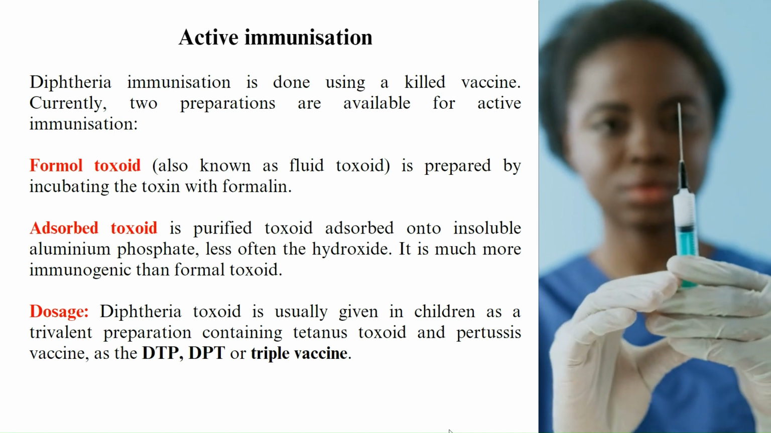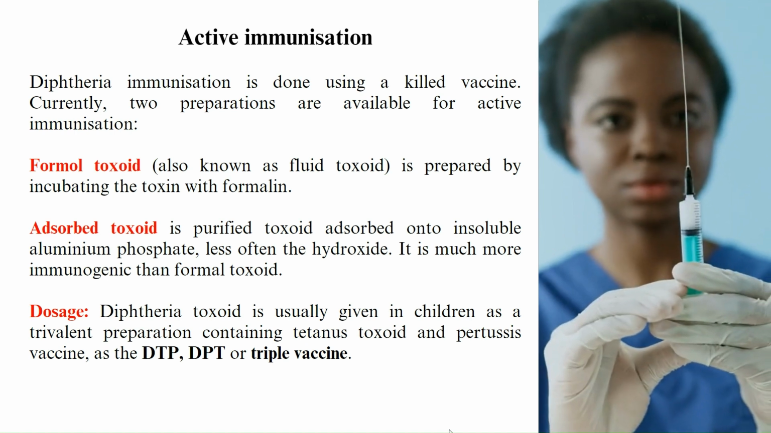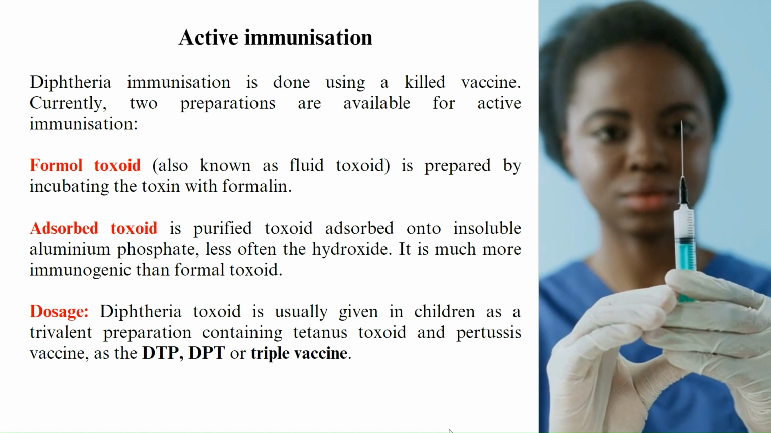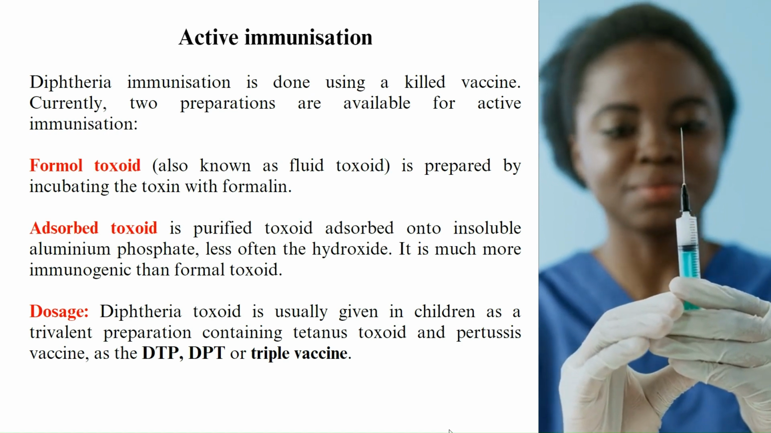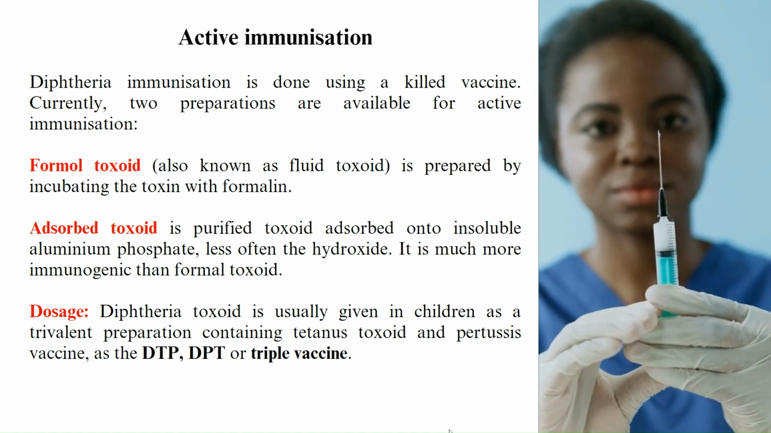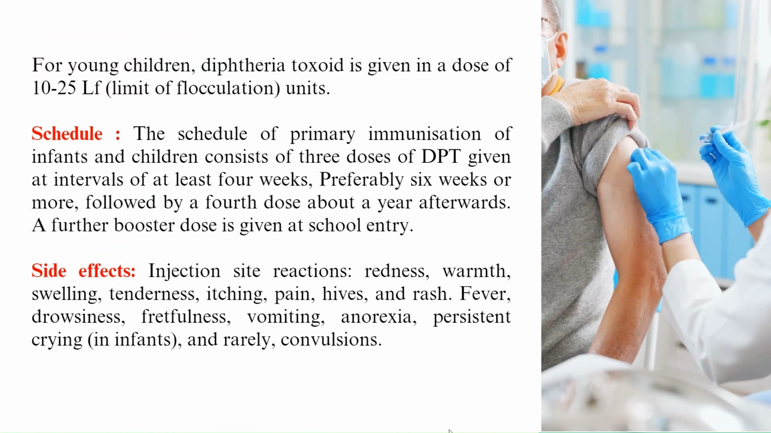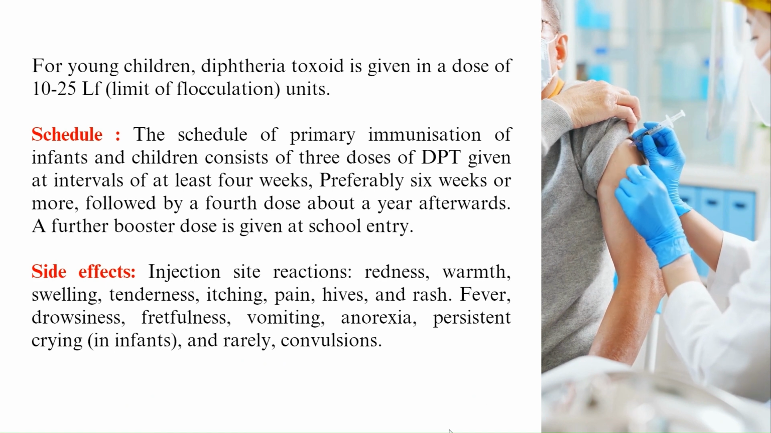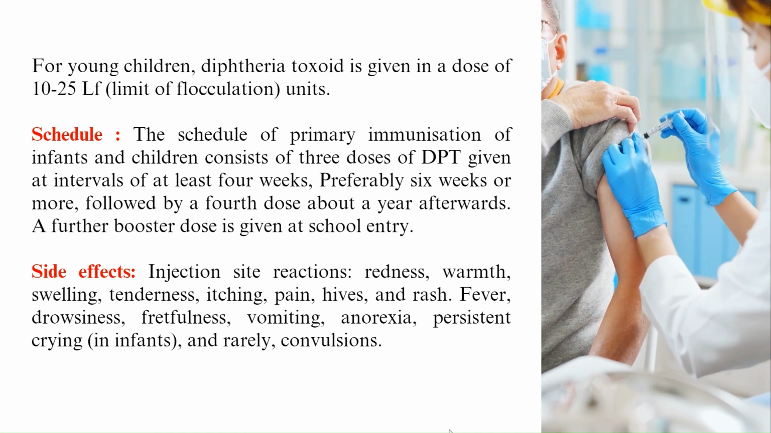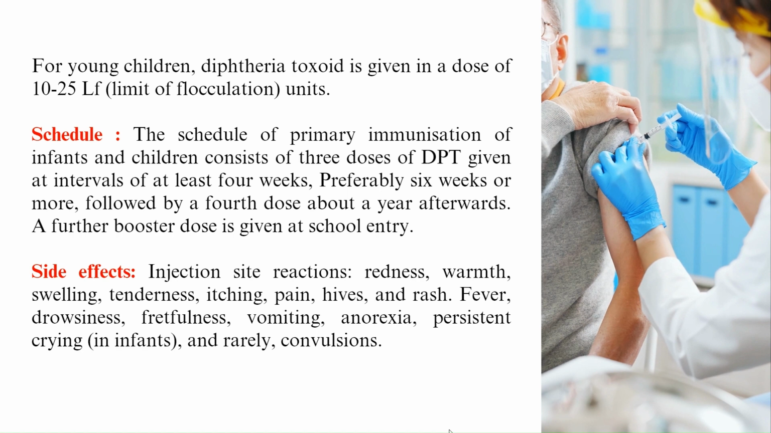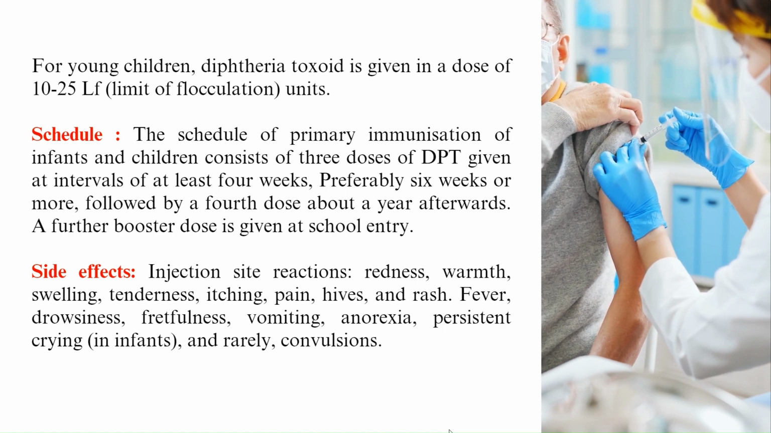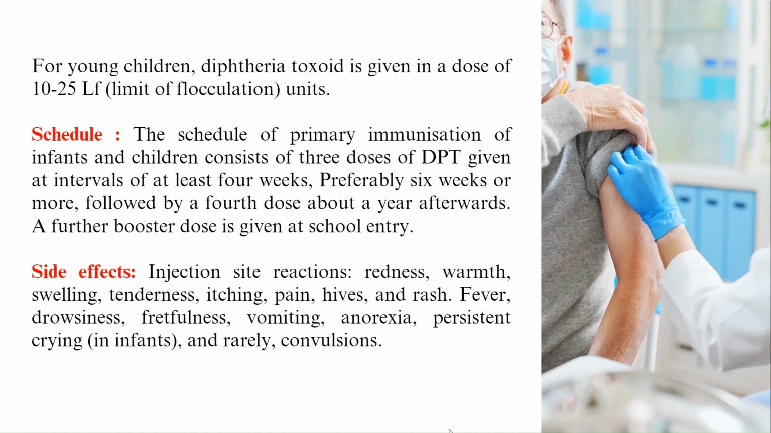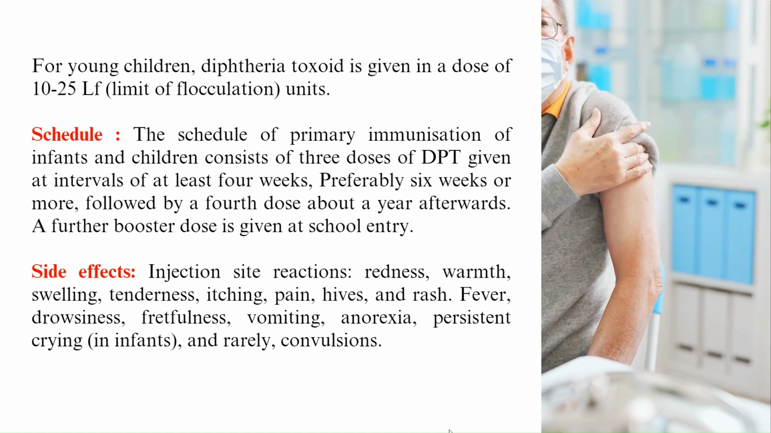Dosage. Diphtheria toxoid is usually given in children as a trivalent preparation containing tetanus toxoid and pertussis vaccine, as the DTP, DPT, or triple vaccine. For young children, diphtheria toxoid is given in a dose of 10 to 25 LF units. Schedule. The schedule of primary immunization of infants and children consists of 3 doses of DPT given at intervals of at least 4 weeks, preferably 6 weeks or more, followed by a 4th dose about a year afterwards. A further booster dose is given at school entry.